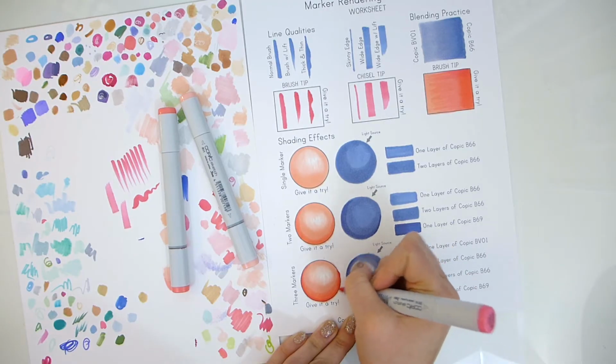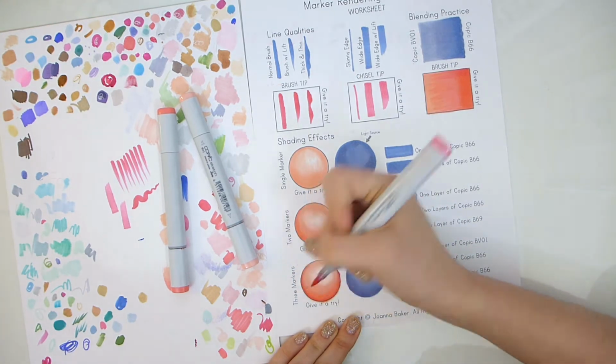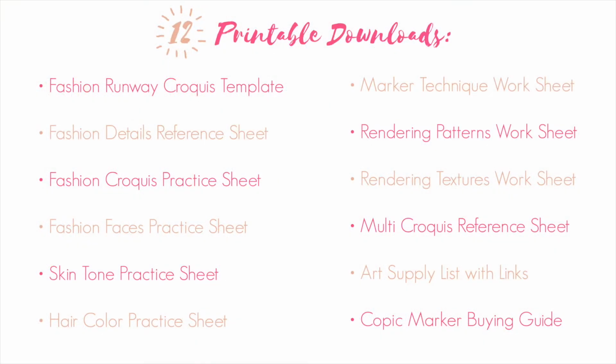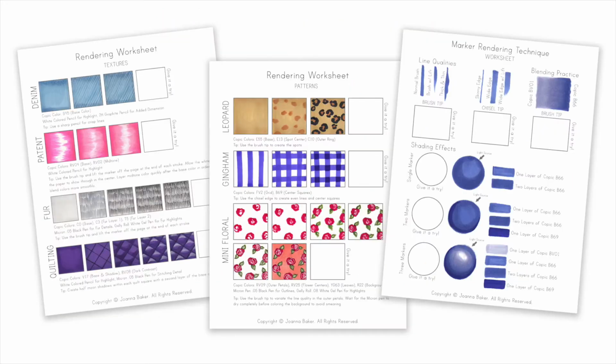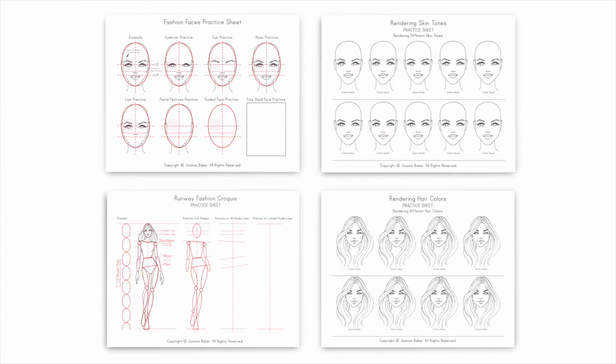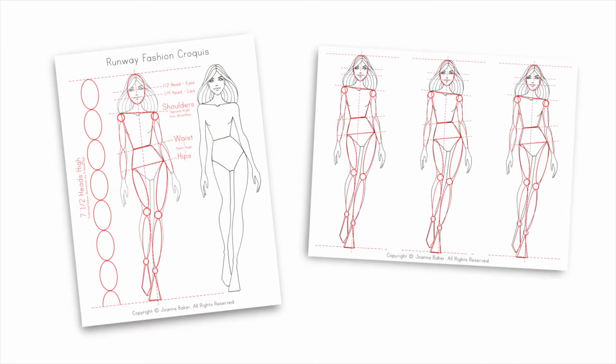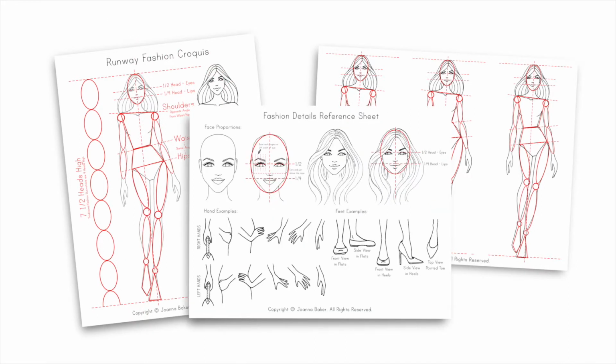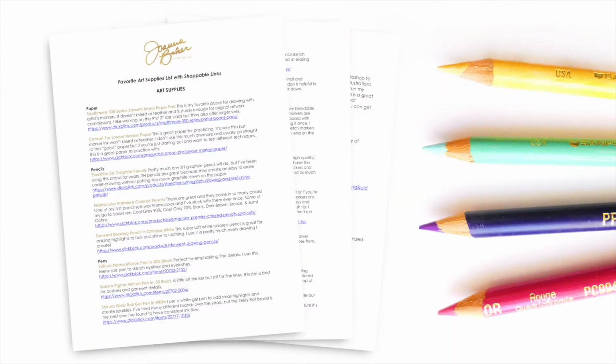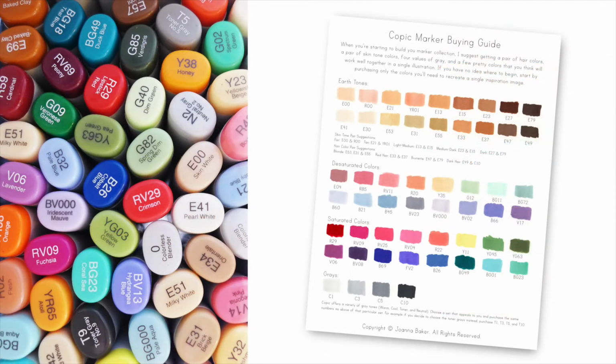In addition to over 5 hours of easy-to-follow HD video lessons and demos, you'll receive 12 bonus printable downloads, including 7 worksheets with step-by-step instructions on how to sketch and render various marker techniques, fashion patterns, textures, skin tones, and hair colors. You'll also receive multiple fashion croquis reference sheets to help with proportions and balance. There's even a cheat sheet with pre-drawn examples of different hand and feet positions for you to reference while you sketch. In addition, you'll receive a shoppable PDF with suggested materials needed for class and a Copic marker buying guide to help you build your marker collection and see exactly which colors I use the most in my illustrations.